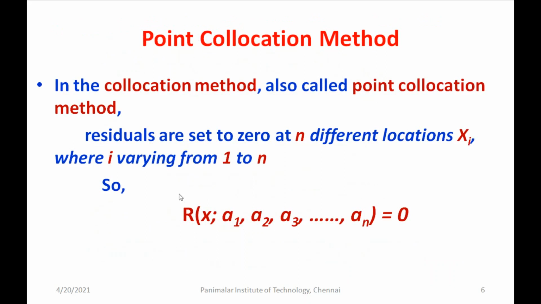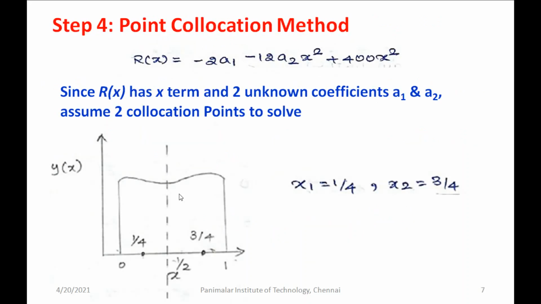First method, as we discussed, point collocation method. What is the procedure followed here? We have to select a point at which we are going to assume the residual is 0, right? Those points are called collocation points. Now I'll explain how to select those collocation points. In this example, the residual function is minus 2a1 minus 12a2 x square plus 400 x square, in which we have a1, a2 two unknowns. Since our residual function has two unknown coefficients a1 and a2, we need two collocation points to solve this equation, right? So how to determine the collocation points?